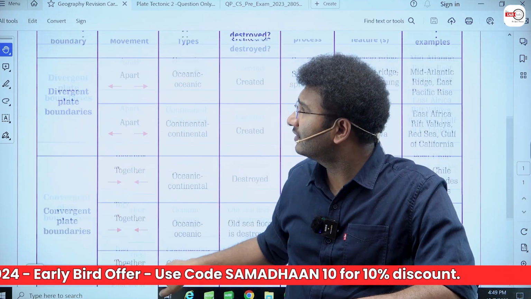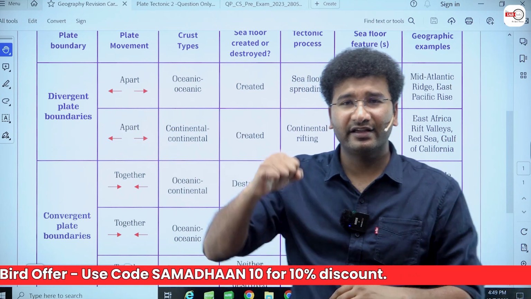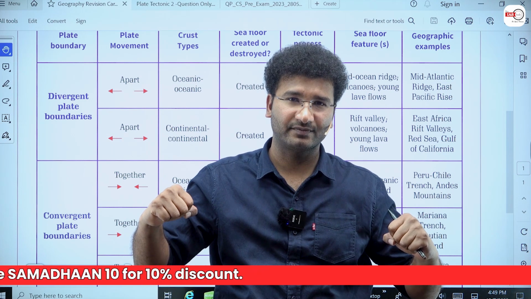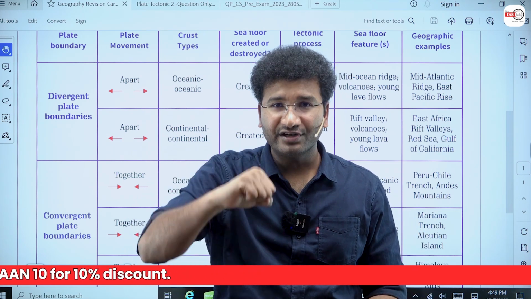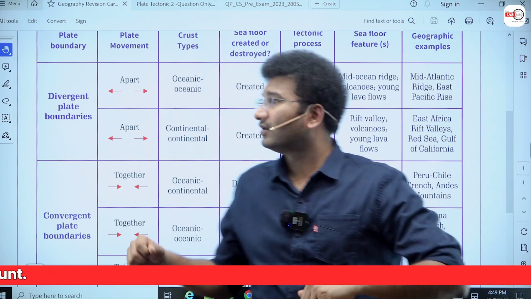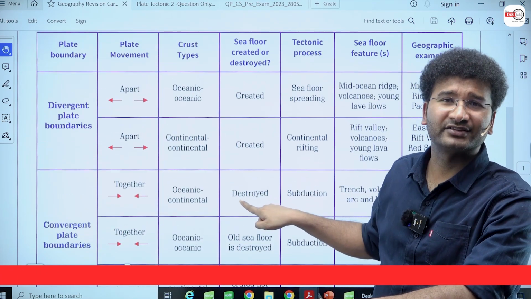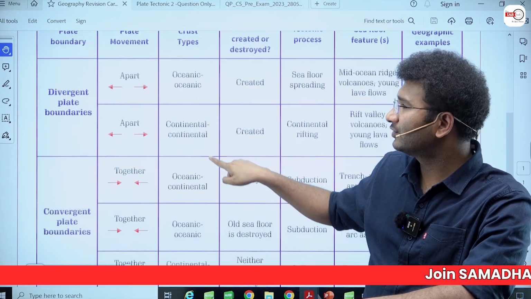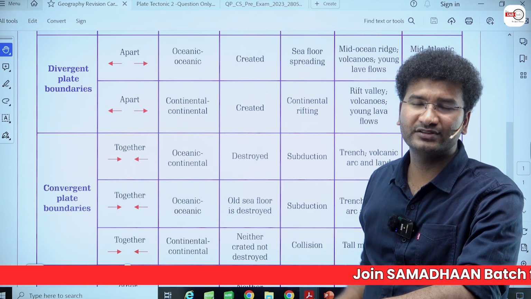Now, within the divergent plates, there can be an oceanic plate, there can be a continental plate, they can move away from each other. Likewise, this can be a continent, this can be a continent, which can move away from each other. So, there are two different types of interactions. Oceanic plates can move away from each other or diverge from each other. Continents can diverge from each other.